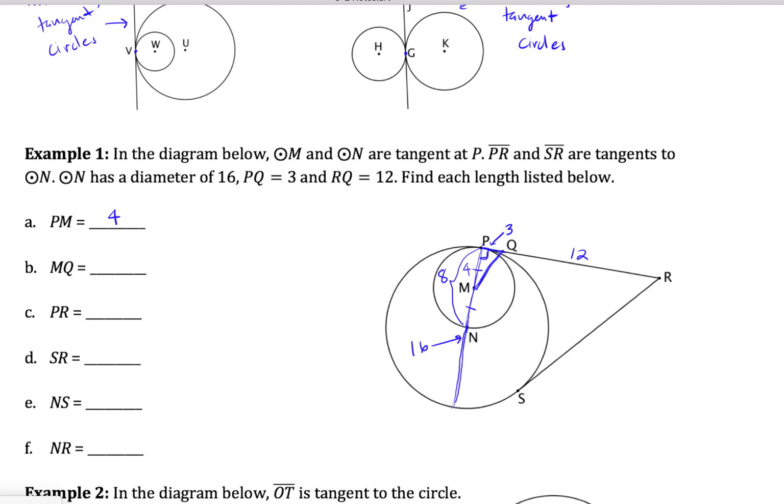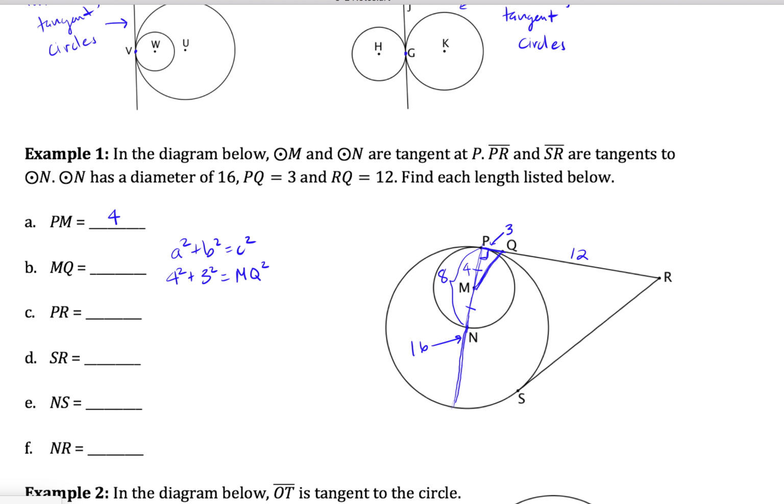So I should be able to set up the Pythagorean theorem to find MQ. Since I know my legs, PM and PQ, those go where the A and the B are. So I'm looking at 4 squared plus 3 squared equals C squared, which in this case is MQ. Now some of you are recognizing right now that I'm looking at a special Pythagorean triple here.